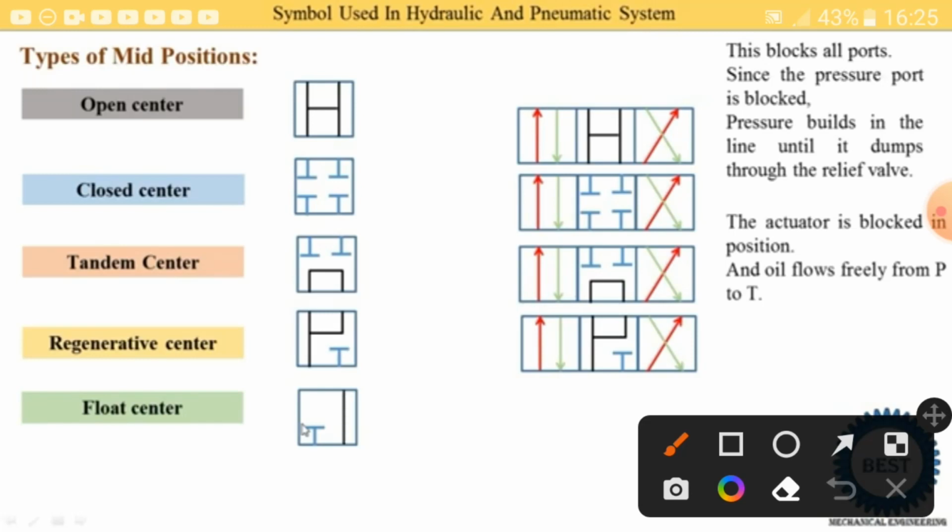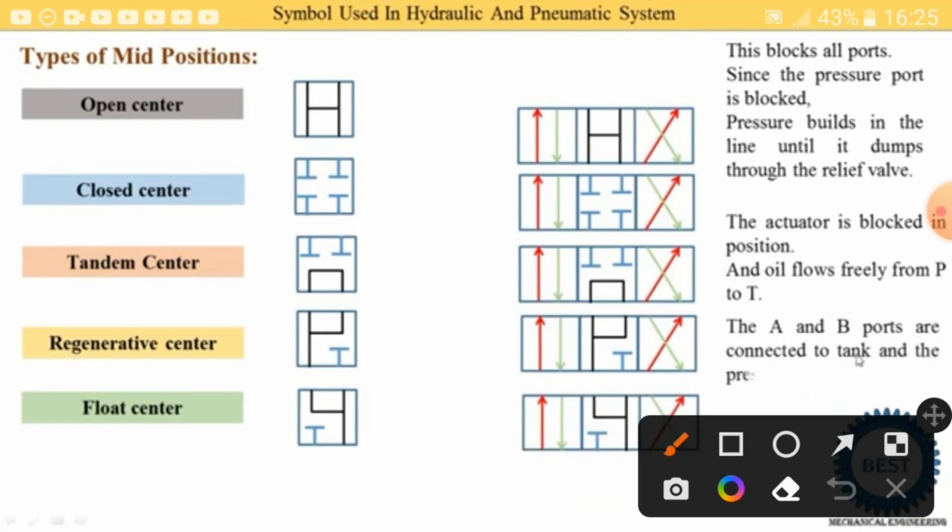But the T port is connected with A and B, meaning it is generally used to empty the actuators, meaning the oil in the actuator is coming back to the tank or T port from A and B. So this is the float center, with all three positions. The A and B ports are connected to the tank and the pressure port is blocked. The pressure built in the line dumps through the relief valve.